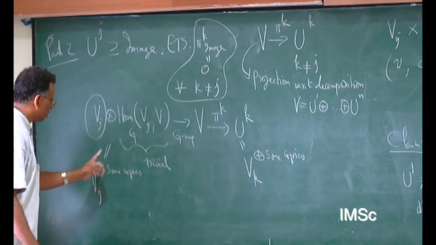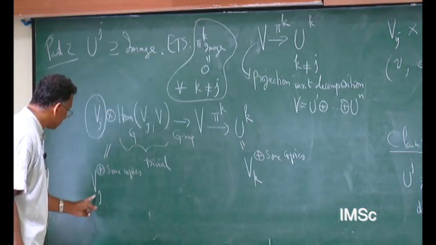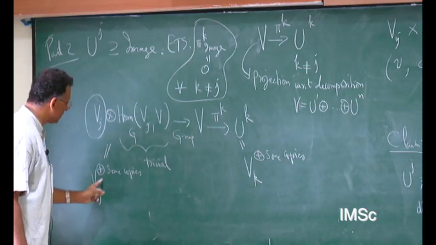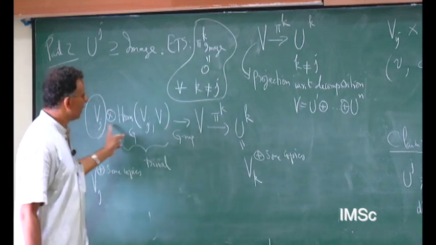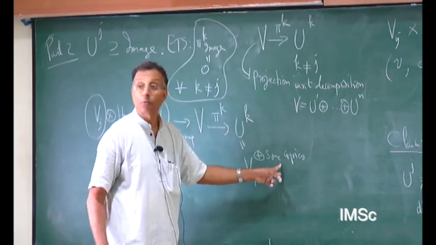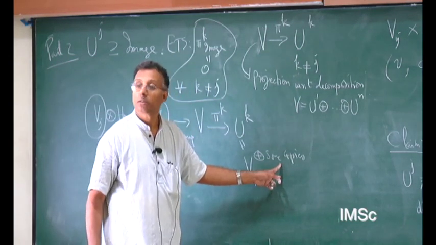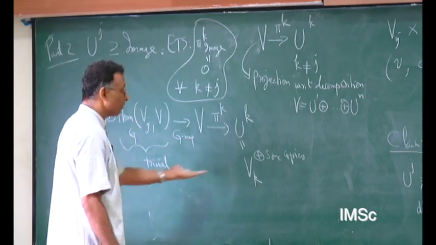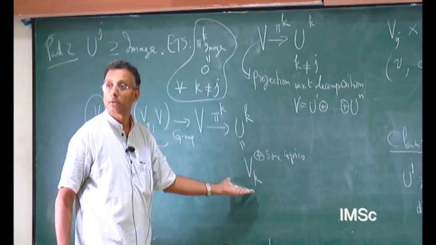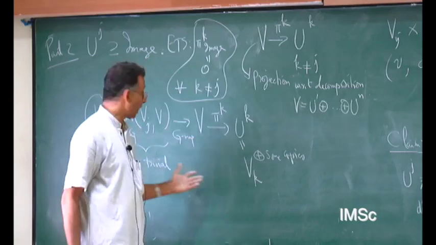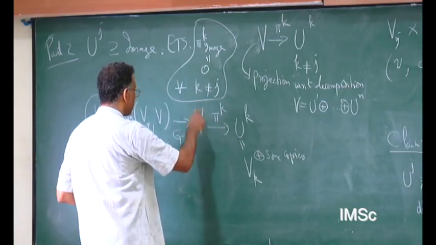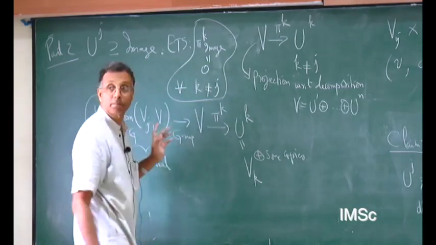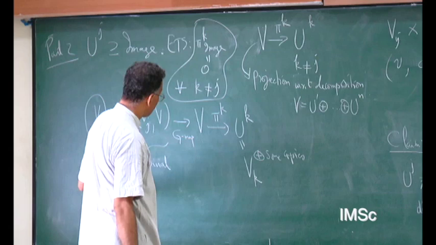So now look at this. This is isomorphic as a G module to some copies of Vj. This is isomorphic to some copies of Vk. But how can that be? These are all G maps. This is a G map. This is a G map. This is a G map. How can there be a map?